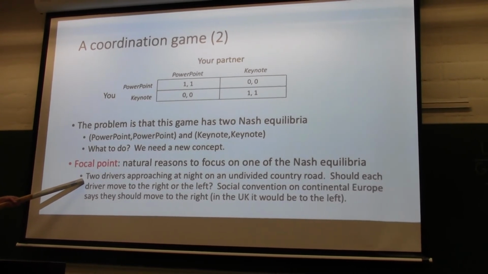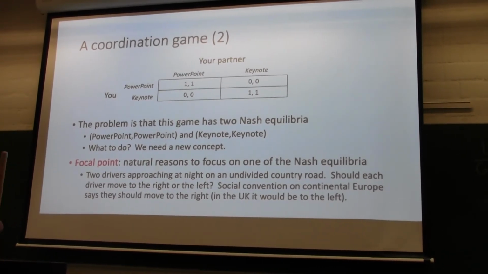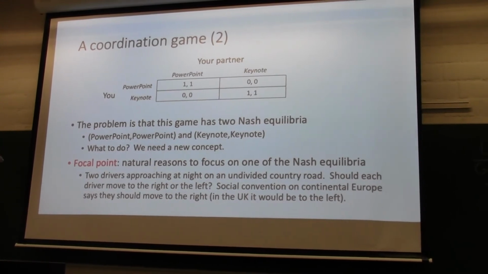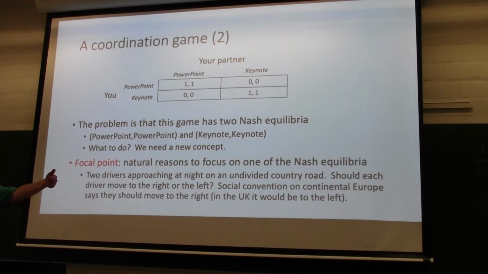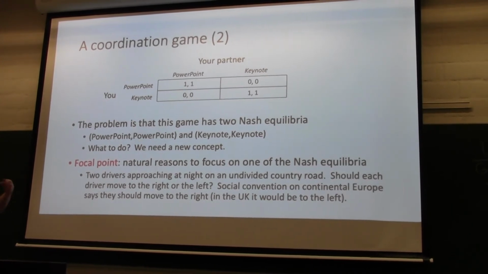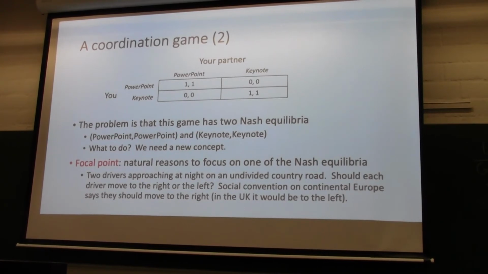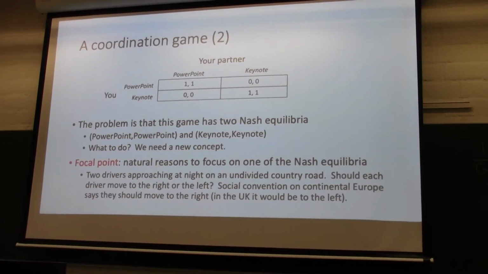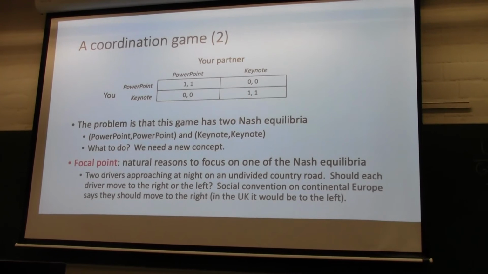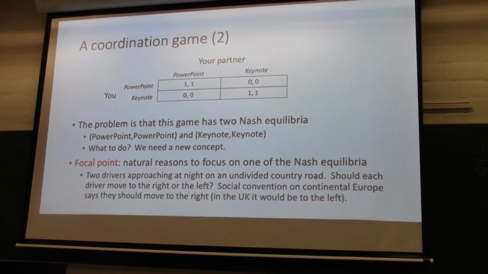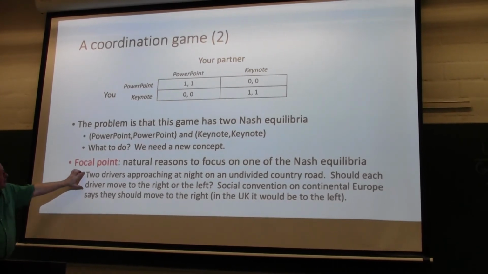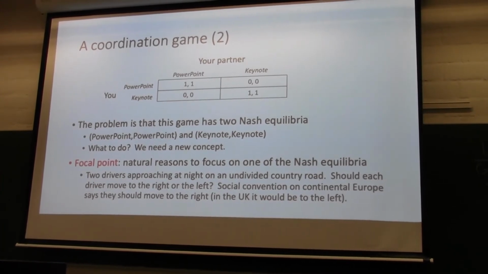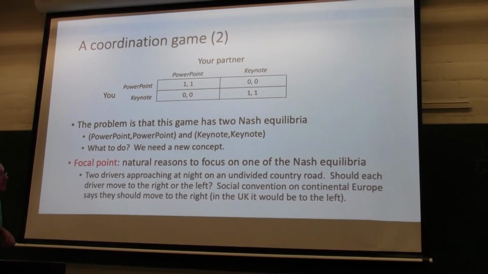Here's another example. Two drivers are approaching each other at night on an undivided country road, a very narrow country road. They should try to avoid each other. So should each driver move to the right, to their right, or to the left? If one moves to their left and the other moves to the right, they crash, and inversely. So basically, either each one moves to the right or each one moves to the left. Both solutions are good and both are Nash equilibria. But which one do you pick?